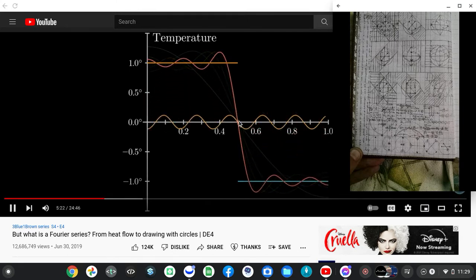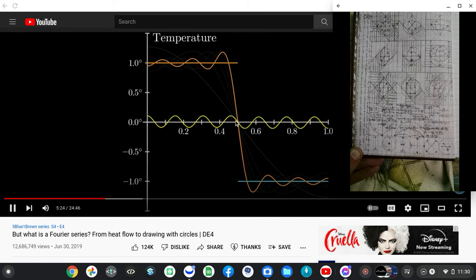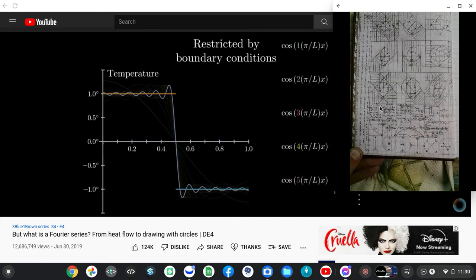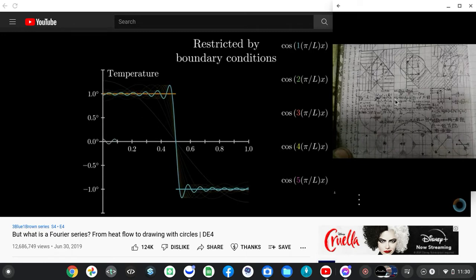It's more constrained than just that. You have to restrict yourself to adding waves which satisfy a certain boundary condition. And as we saw last video, that means working with these cosine functions, whose frequencies are all some whole number multiple of a given base frequency.